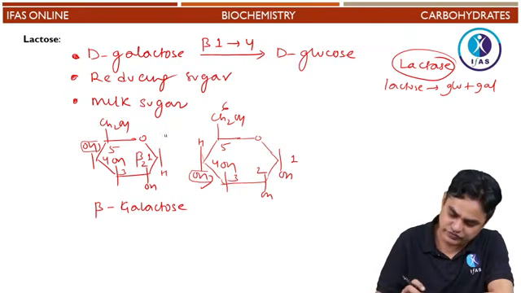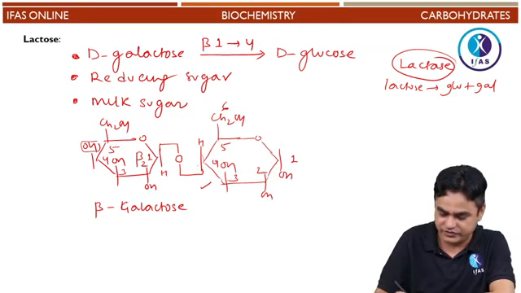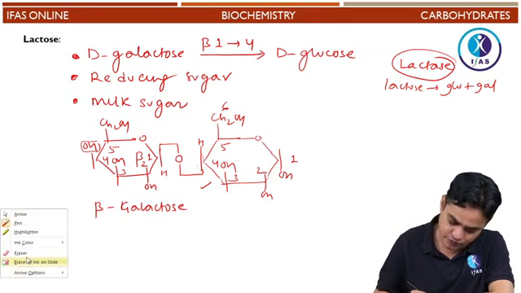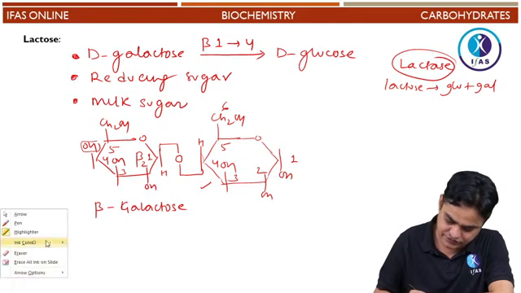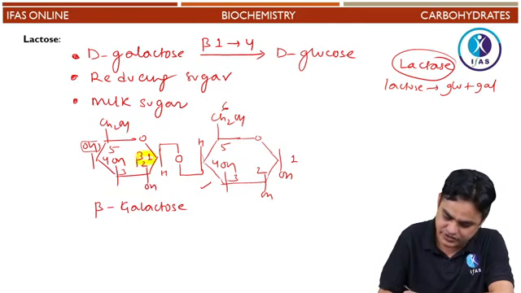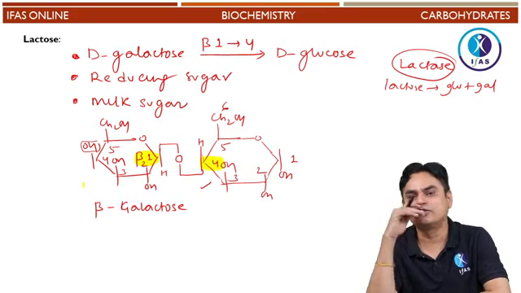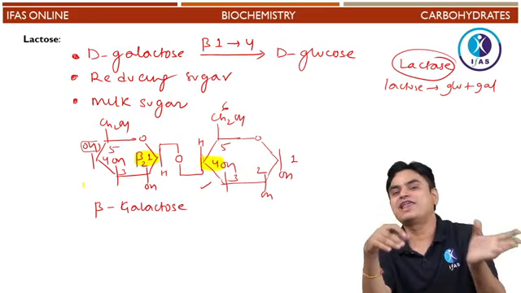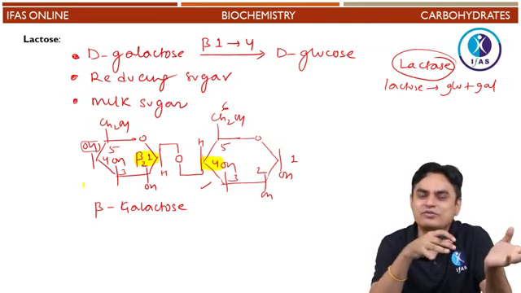If you remove OH from this side and H from this side, you can draw the structure somewhat like this. Oxygen would be in the center. The bond which is formed would be referred to as beta 1,4 bond, beta 1 forming a bond with 4. And since galactose is forming a bond with a glucose, it is often referred to as beta 1,4 galactosidic bond. If glucose was forming a bond, glucosidic. If galactose is forming a bond, galactosidic bond.